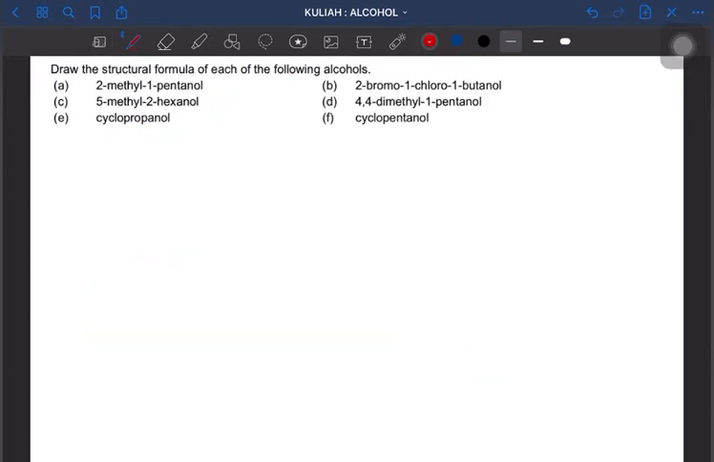Okay. Now let's see the second question, which says, draw the structural formula of each of the following alcohols. So let's look at A. It says 2-methyl-1-pentanol. So we know the parent is pentanol, with 5 carbons. So we draw it: 1, 2, 3, 4, 5.